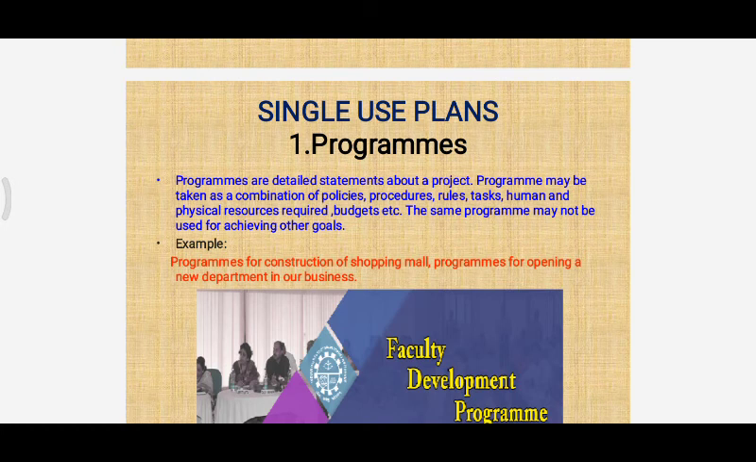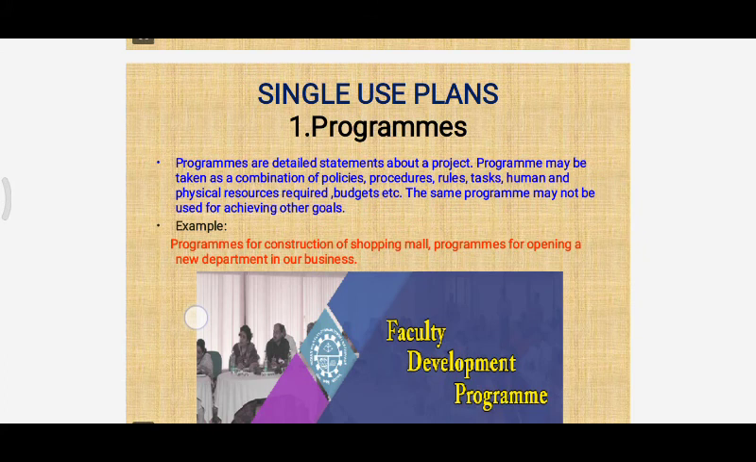So all these plans, that is objective, policies, procedures, and rules, in order to achieve a particular target, that becomes a program. The programs are made in an organization in order to achieve a particular goal. They ensure systematic working in the organization.